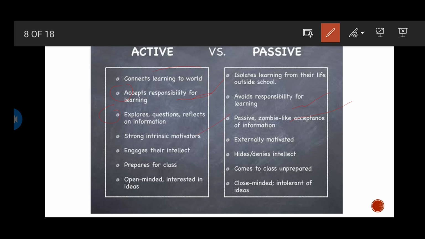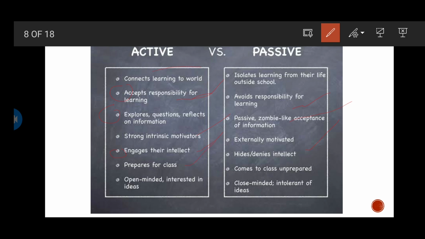Active listeners are strong intrinsic motivators, whereas passive listeners are externally motivated. Active listeners engage their intellect; they are engaged in learning more knowledge and want to grab the information the speaker is delivering. While passive listeners hide or deny intellect. They won't even show any interest, and it stops the gaining of knowledge.